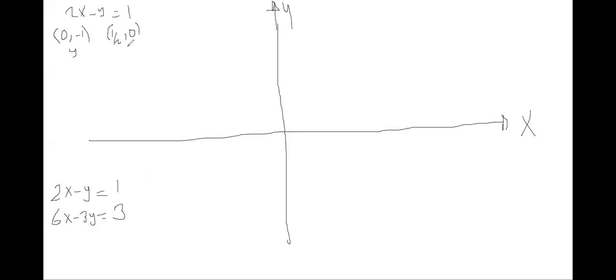Okay, so this is the x-intercept for this equation. Then we can draw. What we will do also is find the intercept for this equation, that is 6x minus 3y equals 3. So for the y-intercept, this is when x equals 0.